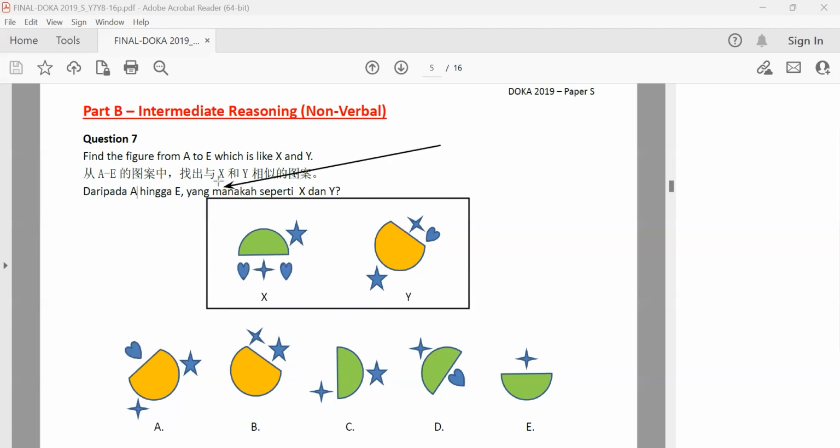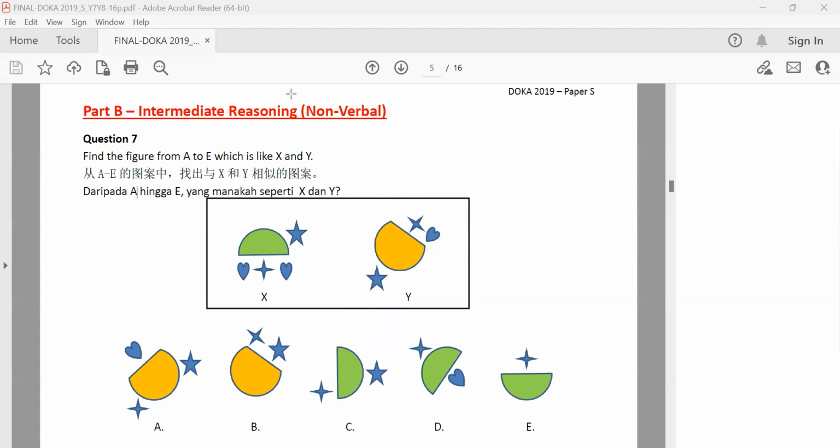So can I say that find the figure from A to E, which is like X and Y? Can I say that E is the answer because the ninja weapon is pointing to the middle of the straight line, okay? Where the rest we don't have to look at it. No, that means we don't have to look at the star and the heart, okay? So the answer is E is the answer.